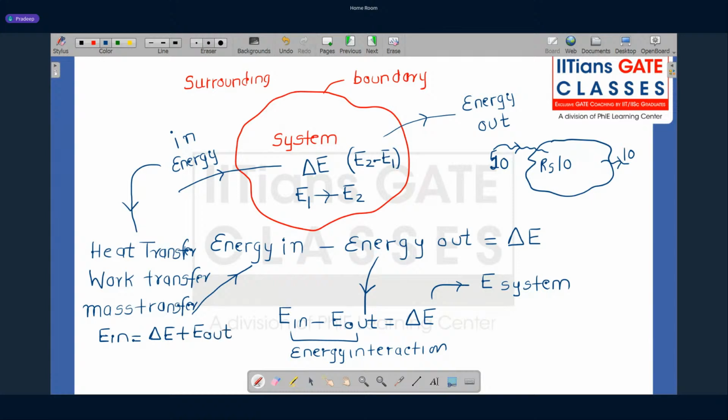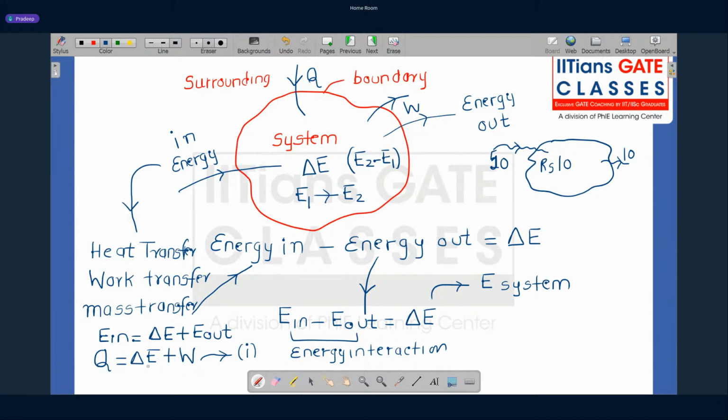Let us say energy coming inside the system is heat. Let us say there is Q coming in the system, and there is W going outside the system, where Q is my heat transfer and W is my work transfer. So I write Q, which is coming in, equals delta E, the change in energy of the system, plus what is going out, W. So this is your first law definition for a process when a system undergoes a process. So Q is equal to delta E plus W.